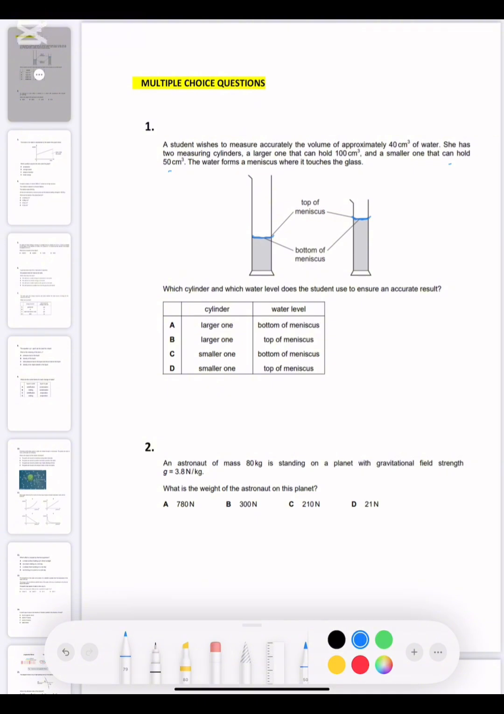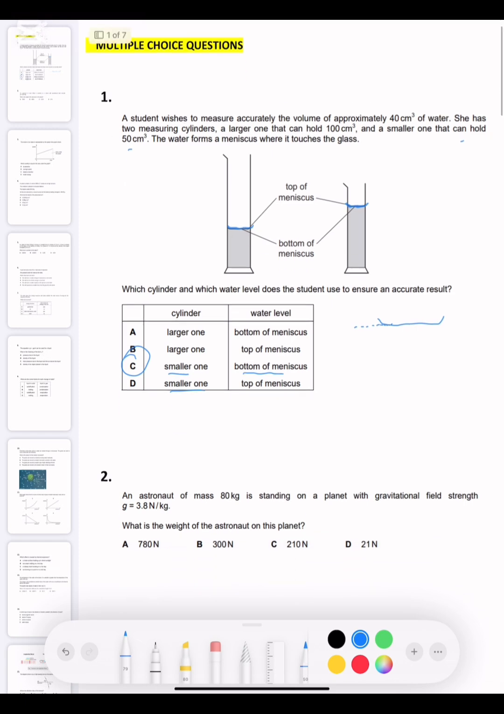Dear students, the smaller cylinder allows the student to measure more precisely because the scale markings on the cylinder will be closer together, so it will give finer resolution. So, the answer is either C or D. What about water level? We have to take water level from bottom of meniscus. Bottom of meniscus means that you have to take reading from here. So, the answer is C.